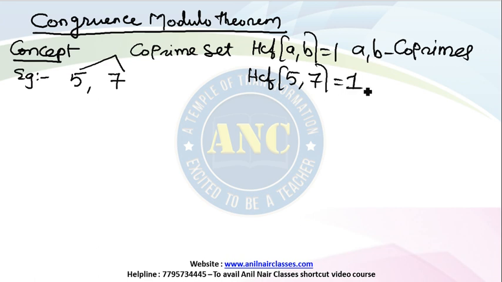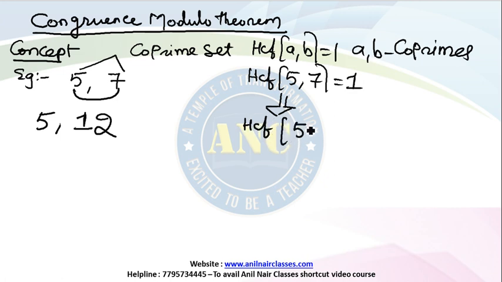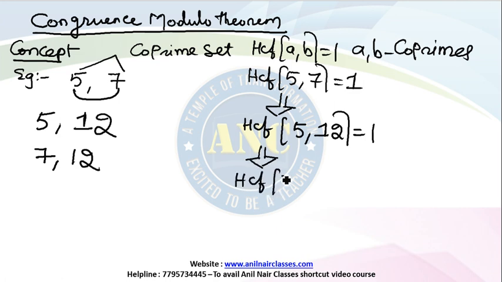For example, if I take two numbers which are co-prime to each other, take both numbers and add them. What is 5 plus 7? 12. If you observe, the HCF of 5 and 7 is 1, and the HCF of one number with the sum of the two numbers, 5 and 12, is also 1. If I take the second number, 7, with the sum, 7 and 12, it is also 1.